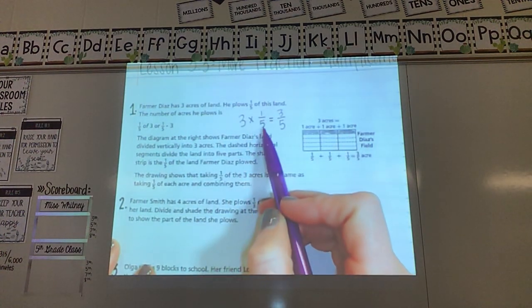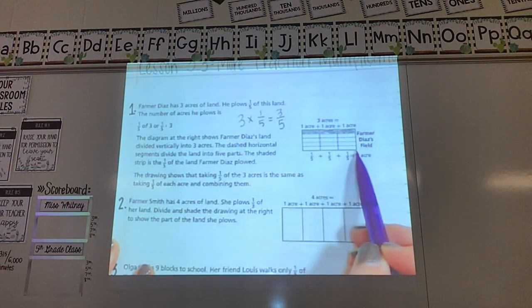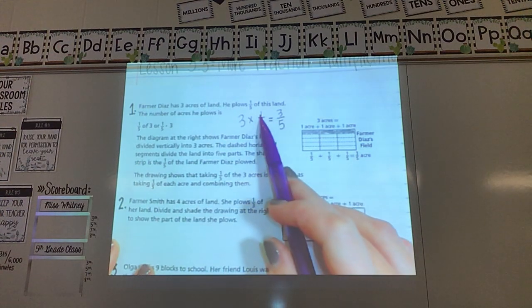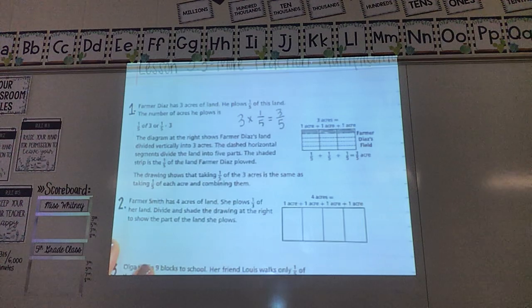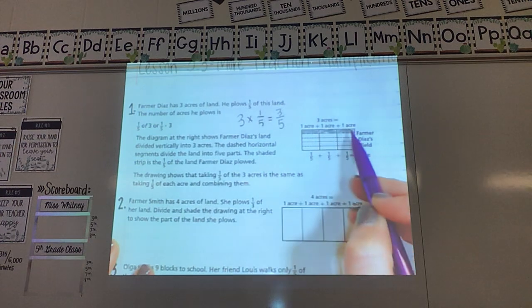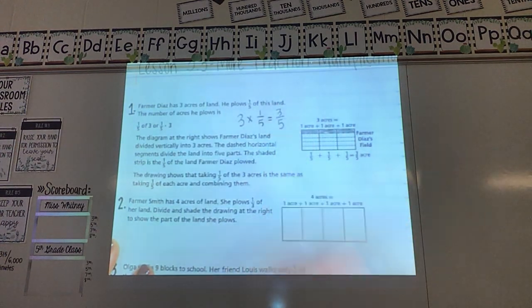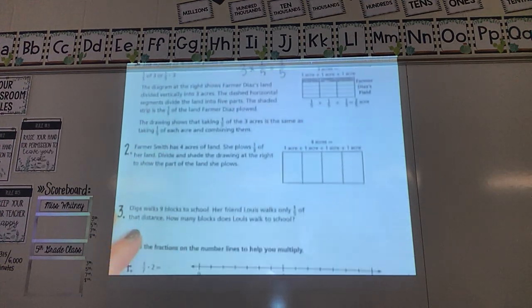Then they took their fraction, and they knew they needed to divide it into 5 sections because that was their bottom number. So they did 1, 2, 3, 4, 5. And they shaded 1 section because he farms 1/5. So all together on their picture, if I count, I have 1/5, 2/5, 3/5, which is the exact same answer that we got. As long as we can multiply to get the answer, we're good. But sometimes they want us to show the picture. So let's see if we can do that on number 2.